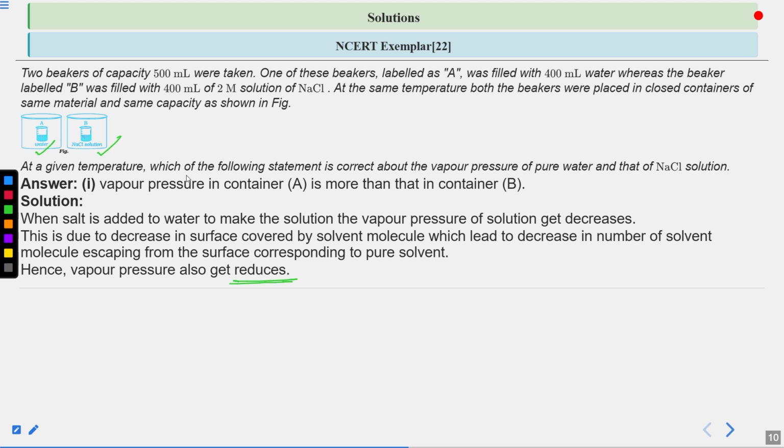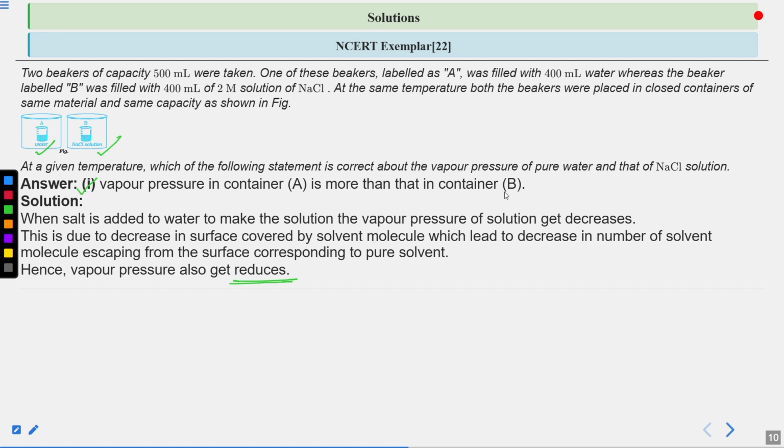So when you add the salt into the water, it will decrease the solvent molecules, or you can say it will decrease the surface covered by the solvent molecules, because the number of solvent molecules which can escape from the surface to create the vapor pressure gets decreased. That's why the vapor pressure decreases compared to the water solution in beaker A. Hence, the correct answer is option first, which says that the vapor pressure in container A is more than that in container B.